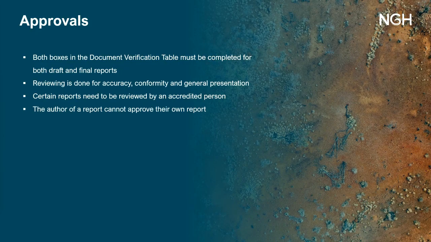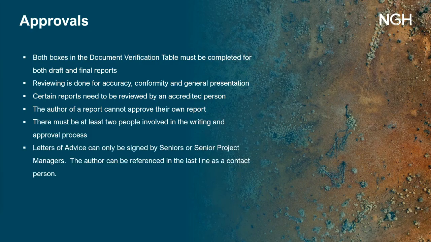A senior person can approve a document, but not if they were also the author. There must be at least 2 people involved in the writing and approval process. Letters of advice can only be signed by seniors or senior project managers. In the last line of the letter, the author can be referenced as a contact if that person did not sign the letter.